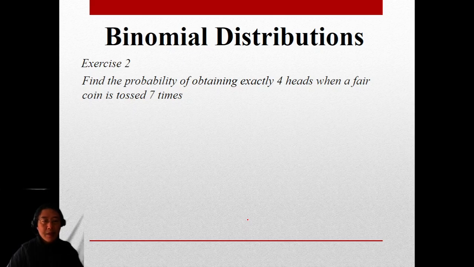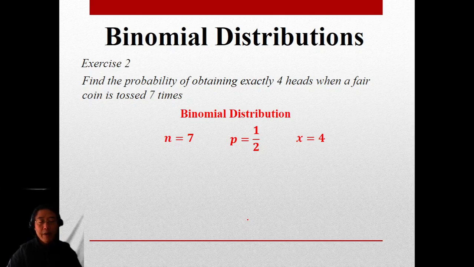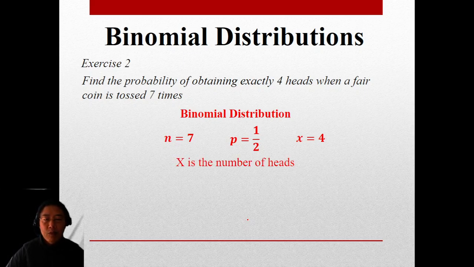Alright, second example. So again, pause the video and try to do the 3 steps that are done in the first example. It's a binomial distribution. Changing the order, so the number of trials is 7, the probability of success is 1/2, and you need to find the probability for a value of 4. The random variable is the same as before. I think that should have come second, is the number of heads.